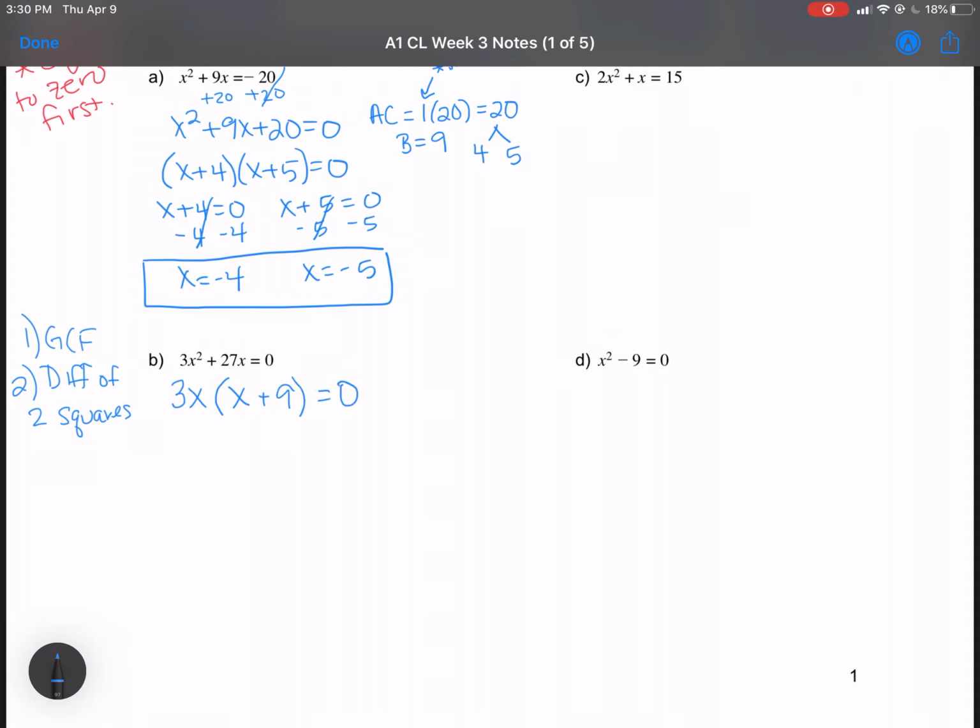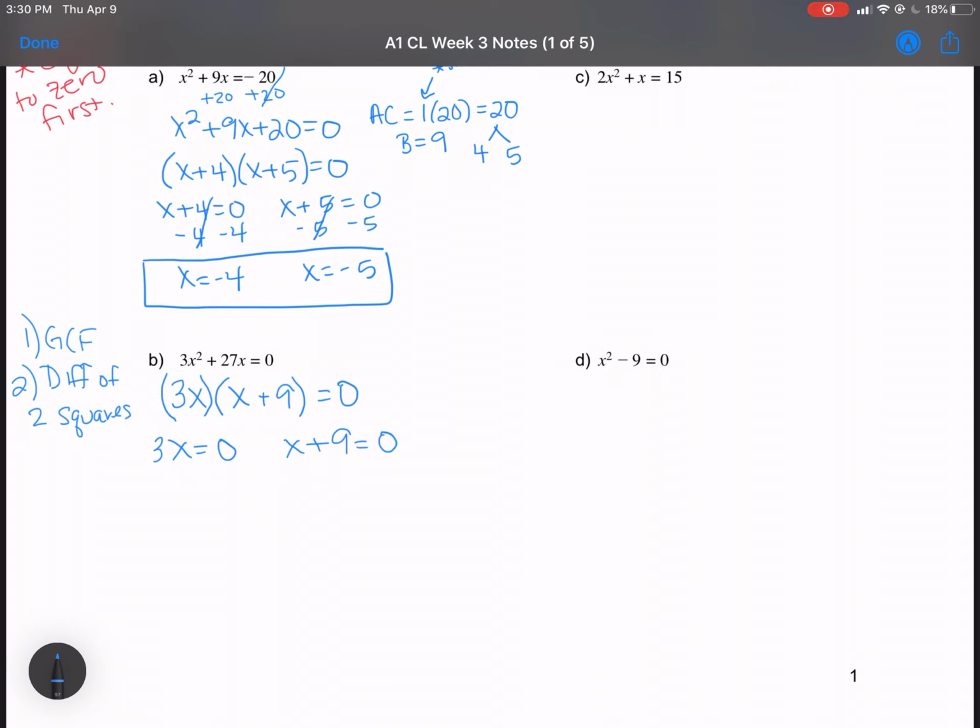So now we are factored. We have two things being multiplied by each other. We have the 3x, which if you want, put that in parentheses to show that it's being multiplied, times x plus 9. So if 3x equals 0, or x plus 9 equals 0.